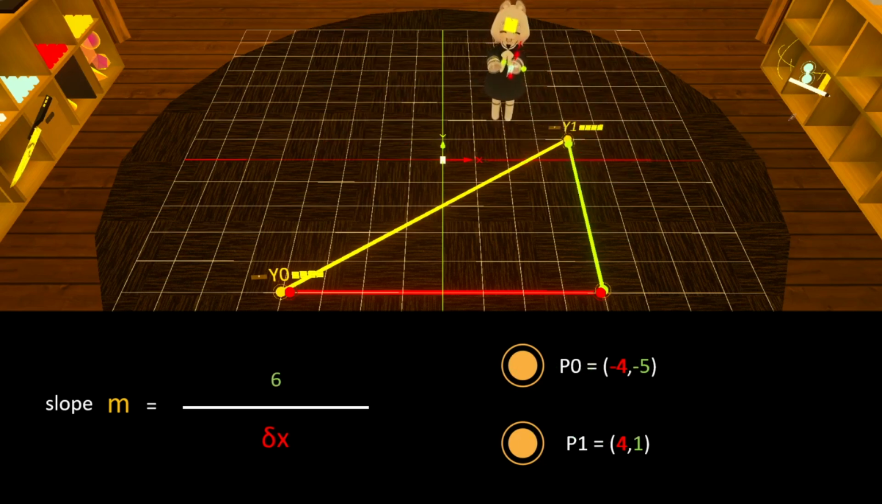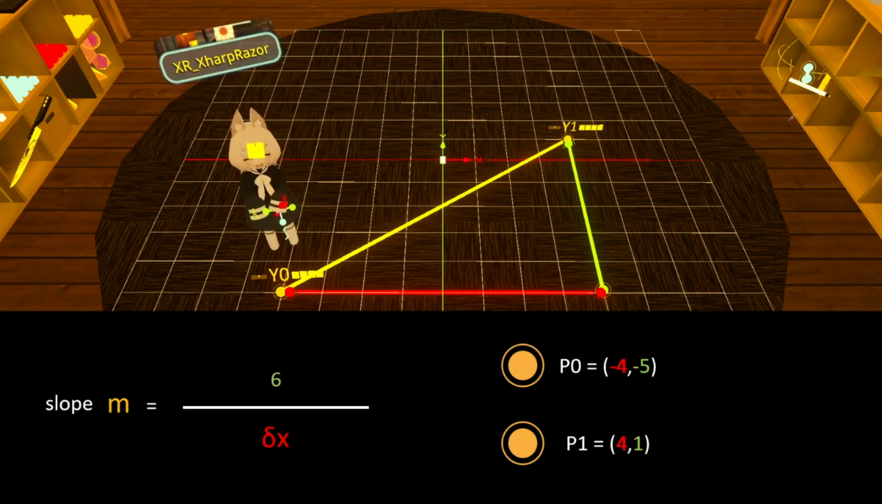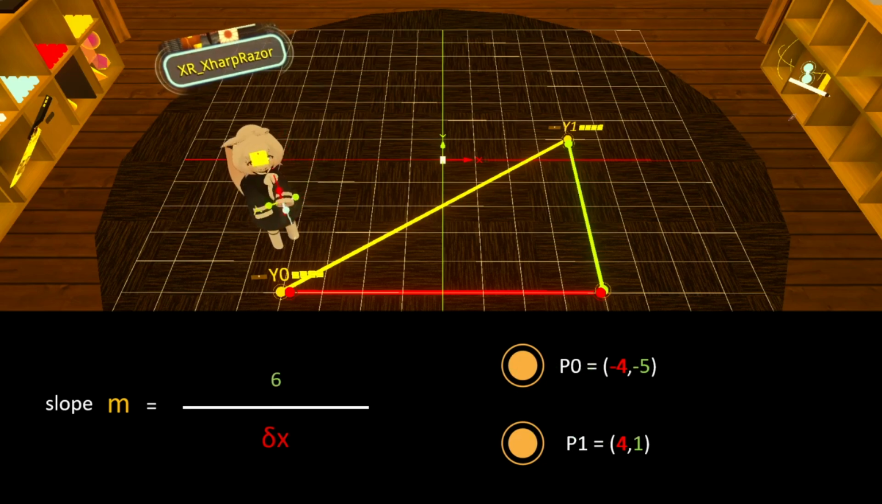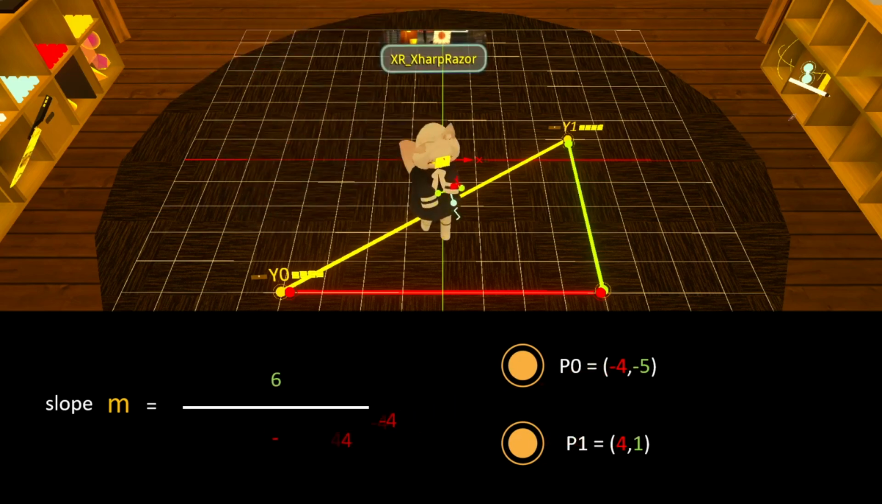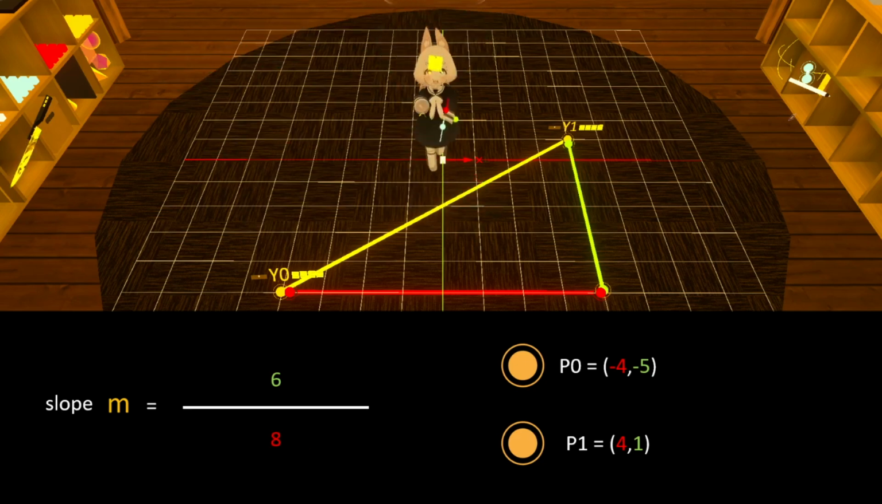Now, what about delta x? So the x coordinate of y1 is 4. And then for y0 is also 4. So, no, it's -4. So we take 4 minus -4. So you have a delta x of 8. So our slope, or m, is 6 divided by 8, or reduced, you have 3 over 4.